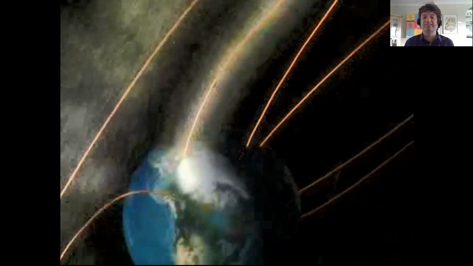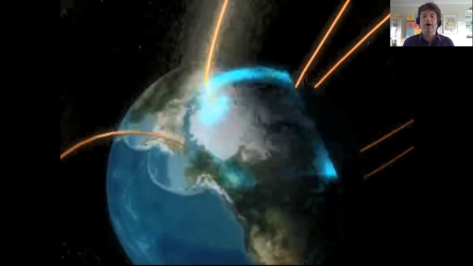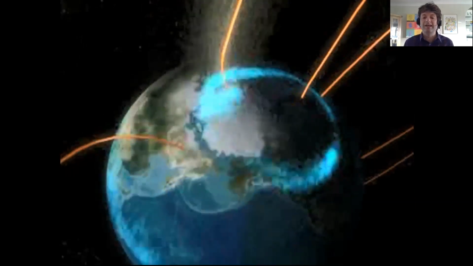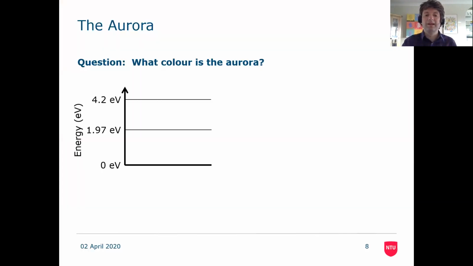There are two processes going on: ionization and excitation. The process of ionization creates a plasma, and we'll talk about that in subsequent sessions. Excitation creates the Northern Lights. That led to a question that I posed at the end of last session: what colour is the aurora? What colour is the Northern Lights? And I gave you this energy level diagram here.